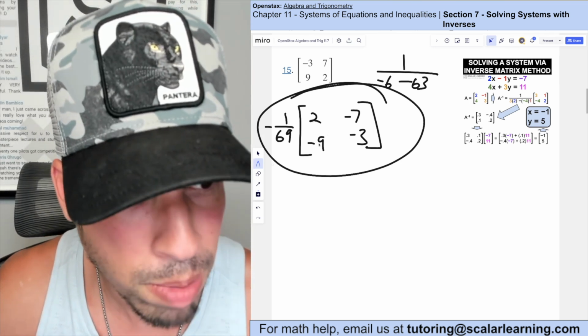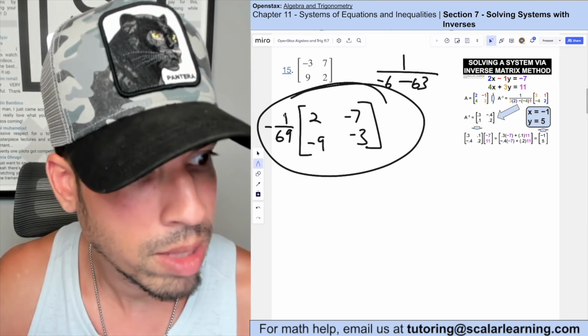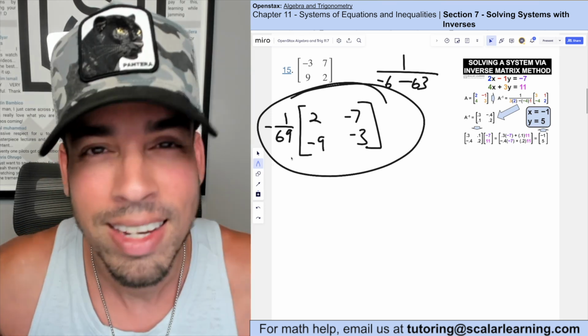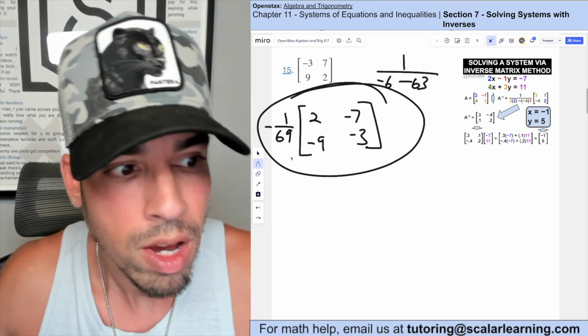This is negative, that's positive, this is positive, this is positive. But then they negated that. They flipped the sign. They made that positive 1 over 69. It's the identical thing, same thing. So however you want to do it.